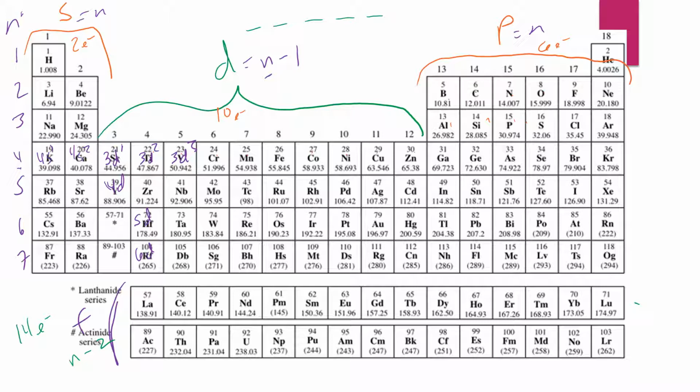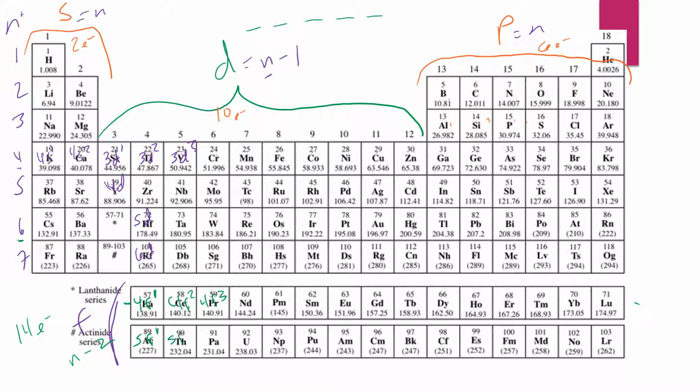So this first one, lanthanum, is in row 6. 6 minus 2 is 4, so this is 4F1, 4F2, 4F3, etc. And the next row is in row 7, so 7 minus 2 is 5, so this is 5F1.